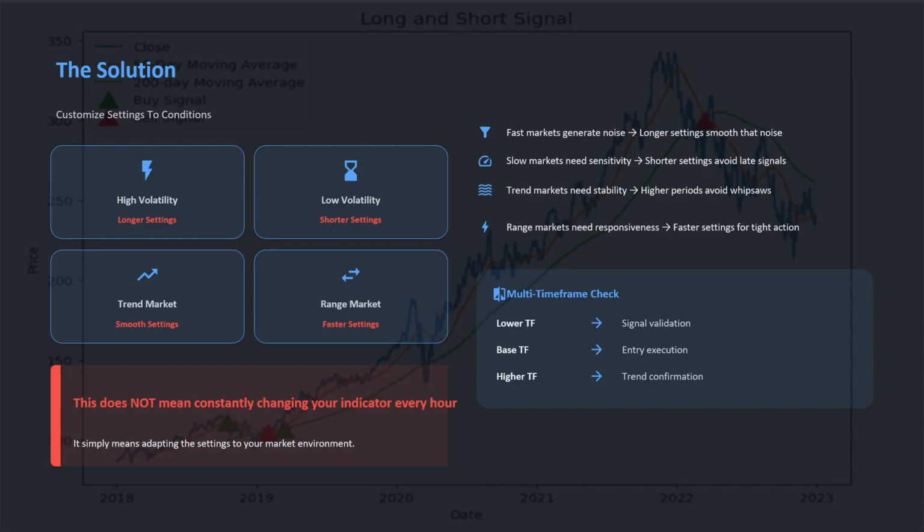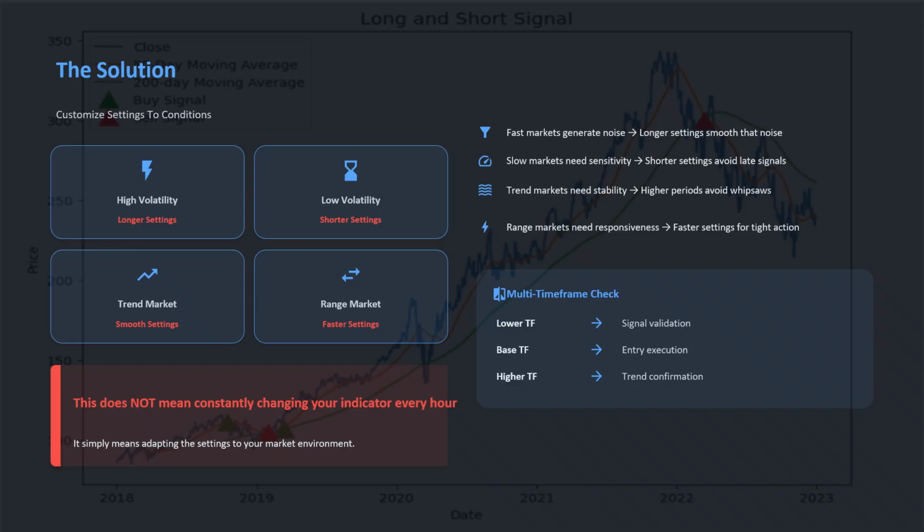Here's the practical framework. 1. High volatility needs longer settings because fast markets generate noise. Longer settings help smooth that noise. Example, RSI 20 behaves better in spikes than RSI 14. 2. Low volatility needs shorter settings. Slow markets need more sensitivity, otherwise your signals come way too late. Example, a fast moving average like 10 period works better in a quiet market than 20.